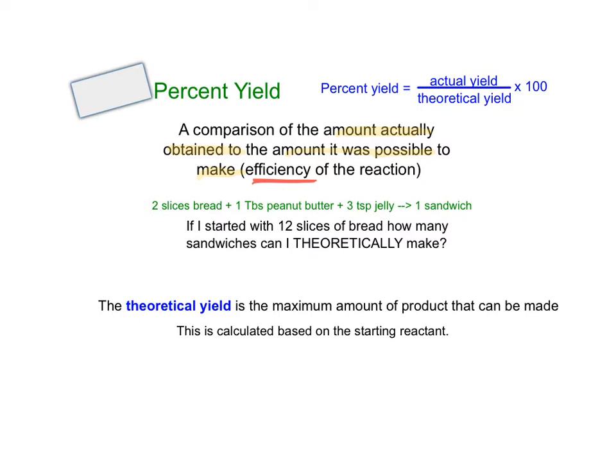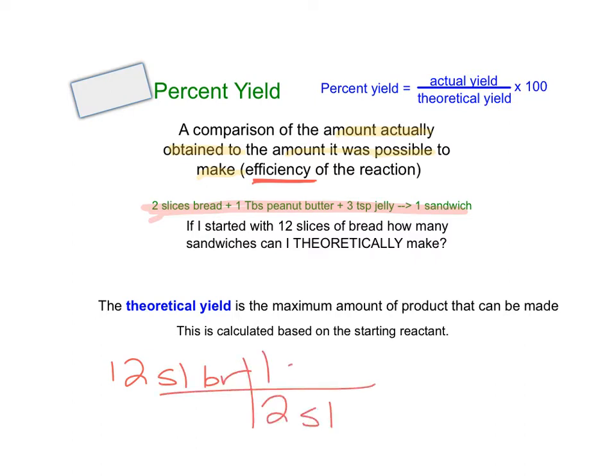So here we've got our equation, right? 2 slices of bread, a tablespoon of peanut butter, 3 teaspoons of jelly equals a sandwich. If I started out with 12 slices of bread, how many sandwiches can I theoretically make? Well, I had 12 slices of bread, so for every 2 slices, I can make 1 sandwich. That's pretty simple math. We're going to end up with 6 sandwiches.